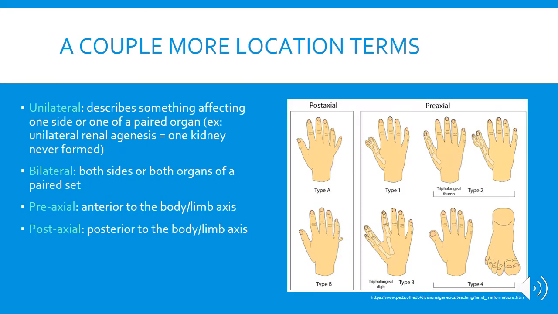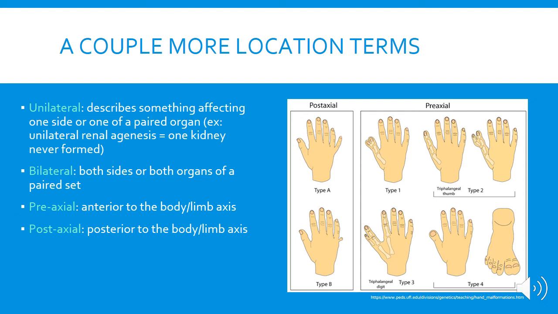Now, a couple more terms that are really helpful when you're talking about the location of body structures. Unilateral and bilateral. These are terms that we use when we're discussing body systems or organs that are paired. So things that you have on one side and then on the other. Unilateral would talk about something affecting one side of the body or one of a paired set of organs. So for example, you have two kidneys. You can be born without one of those kidneys, and that would be unilateral renal agenesis. If you're born without both of your kidneys, then that's bilateral renal agenesis.